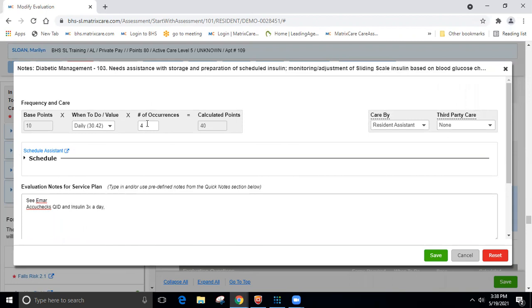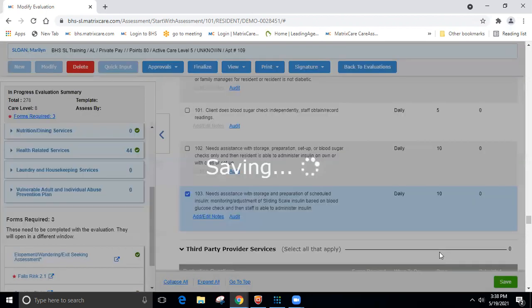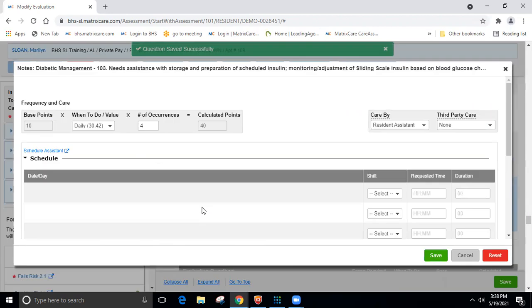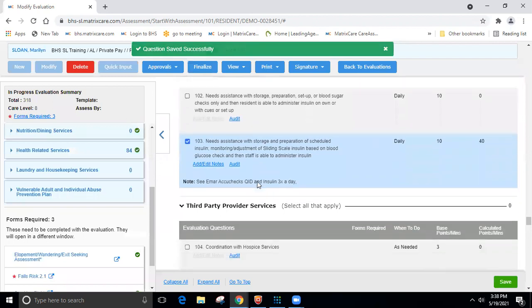We're only going to bill them the 4 times because the AccuCheck and the insulin, those 3 times are one service. So we wouldn't charge them 7 times. We would charge the higher of the 2 because it's going to be one service. And again, I forgot to schedule, but I'm going to forget to schedule on purpose. And we'll show you that in a minute.